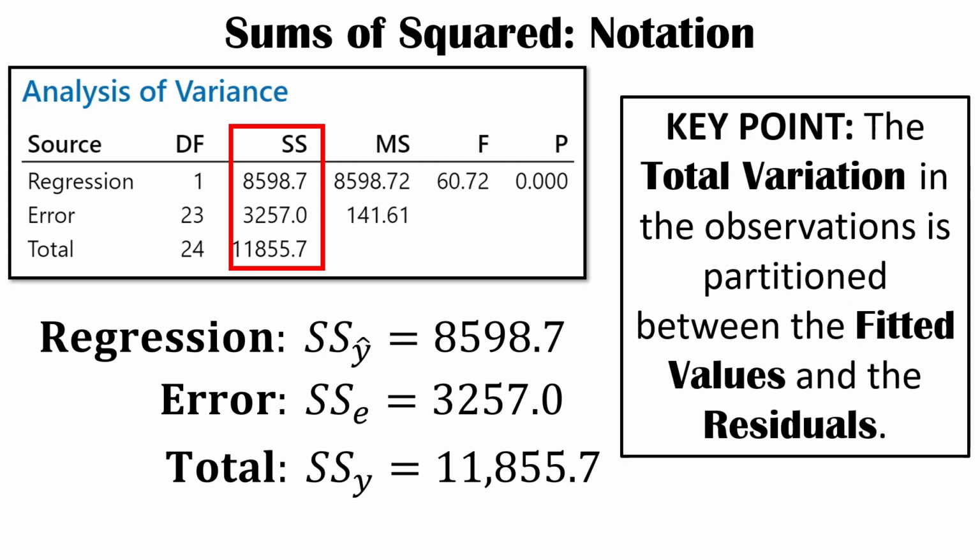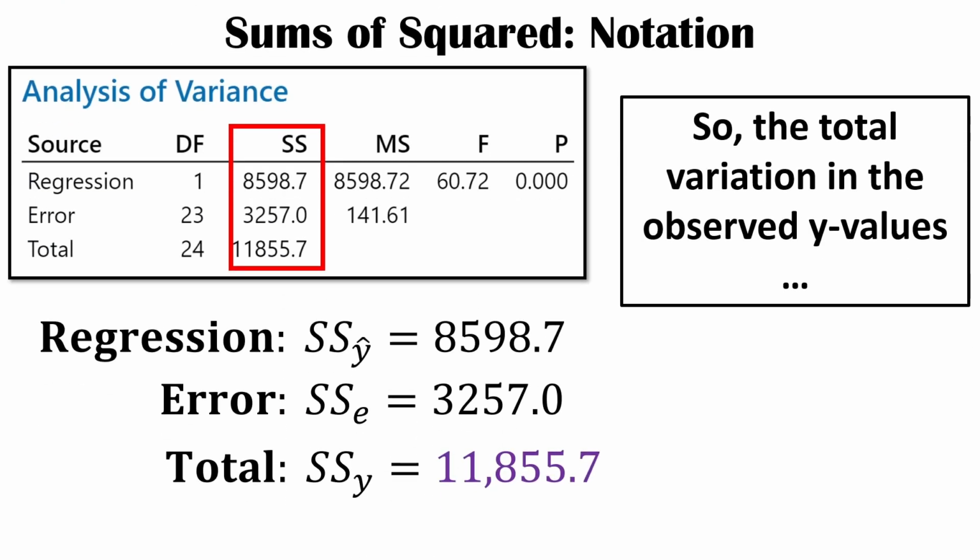And so the point here is that the total variation in the observations is partitioned between the fitted values and the residuals. And what I mean by partition, it means that total variation is split. Some of it is going to go into the fitted values, the y hats, and some of it is going to be left over for residuals.